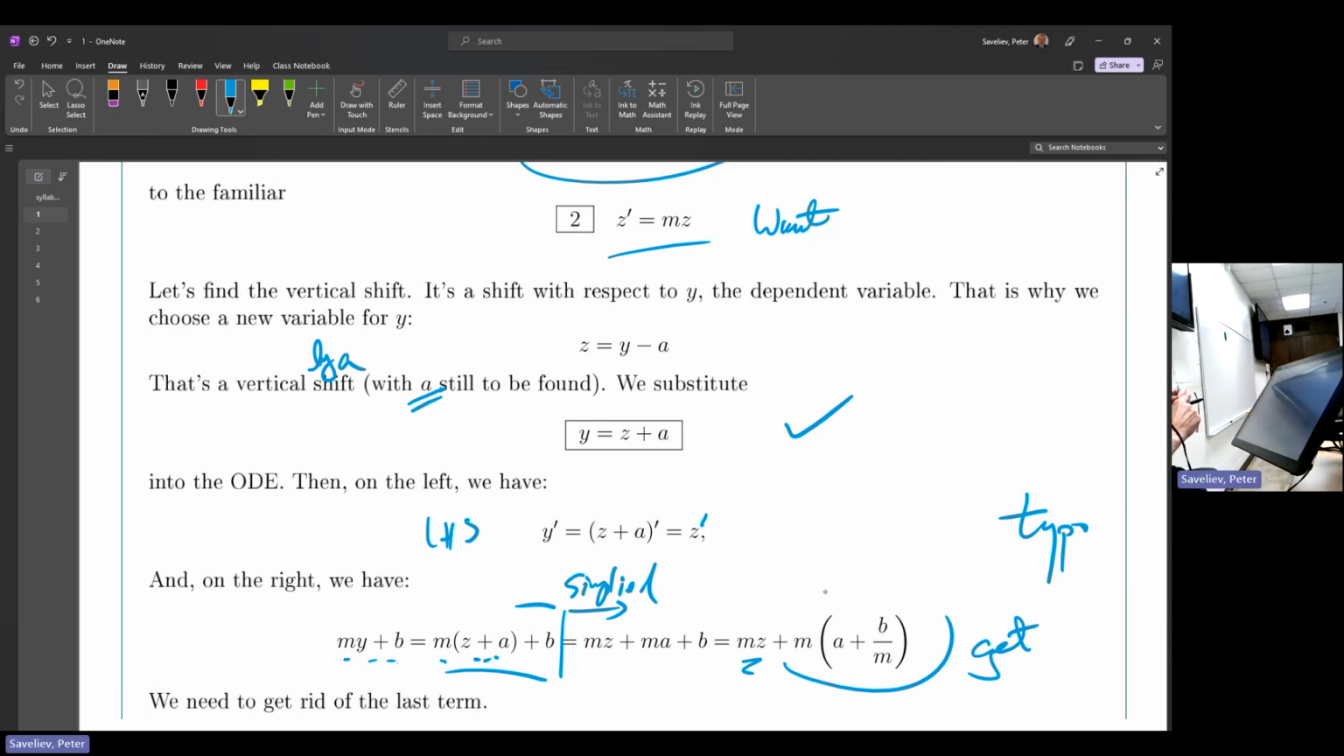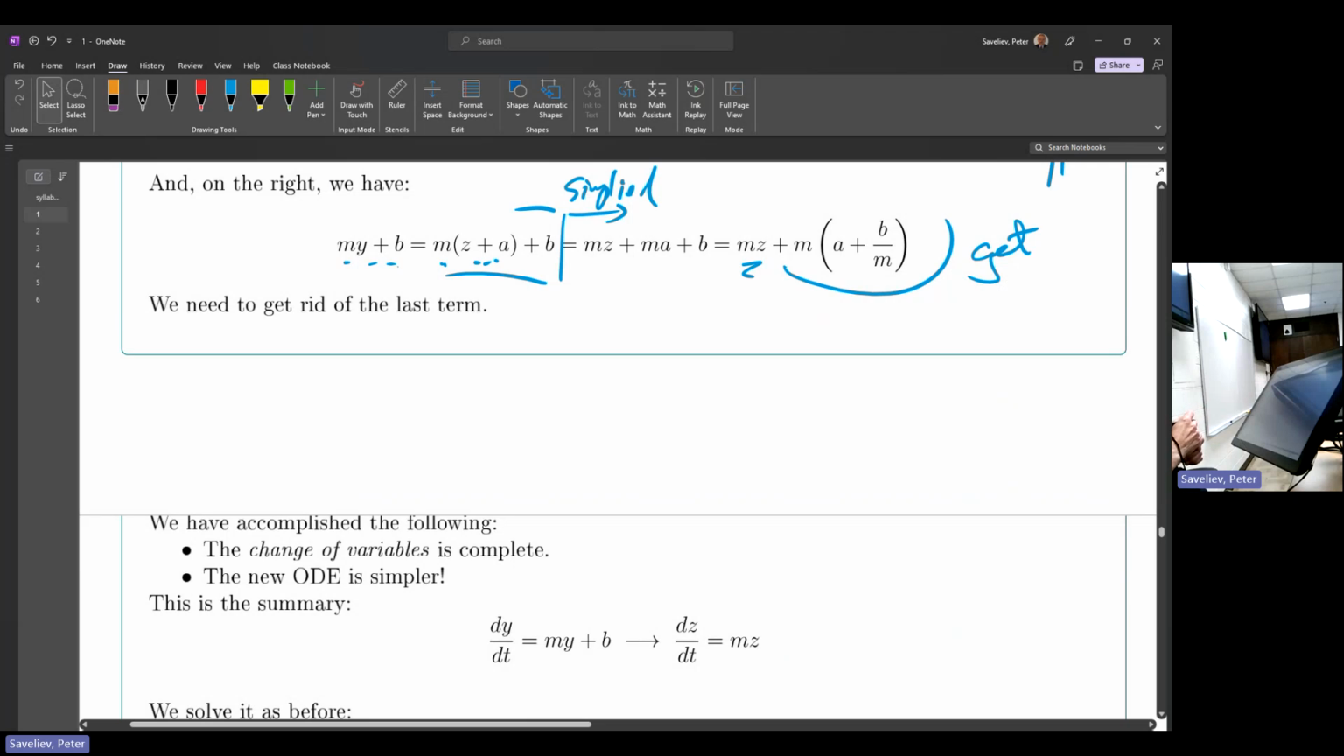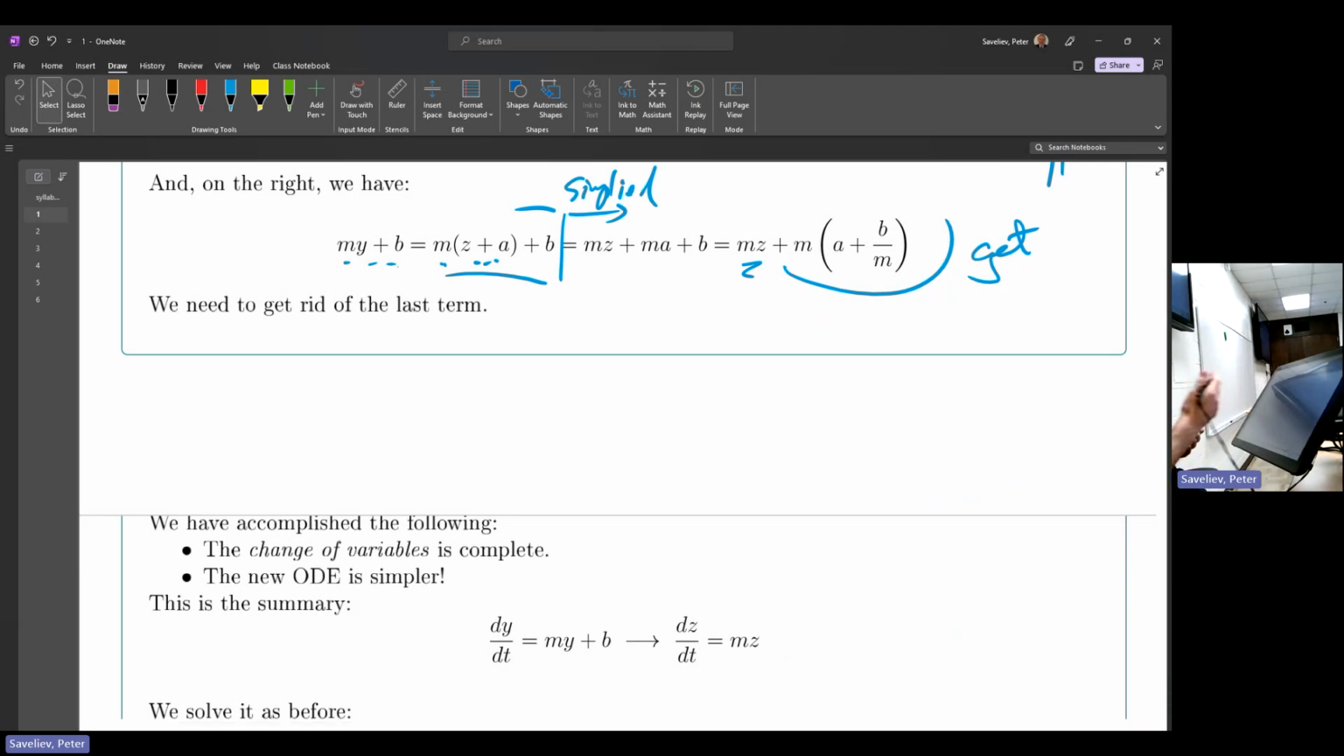We need to find A which would fill this term, and so we would get what we want. So what do we do? Set it equal to 0, solve for A, exactly right. So this is it. The substitution is finished, but we're not getting just yet the left term.